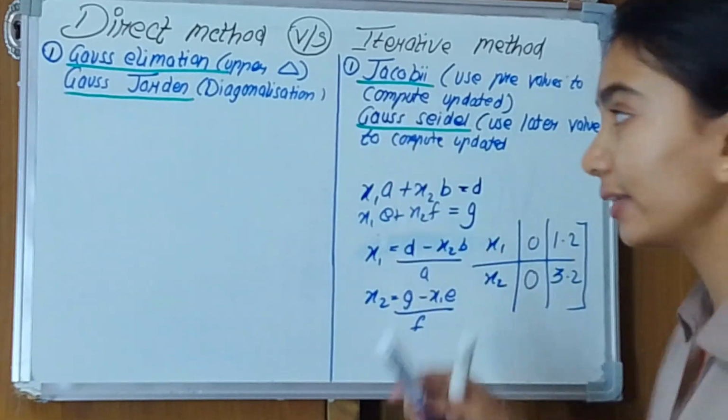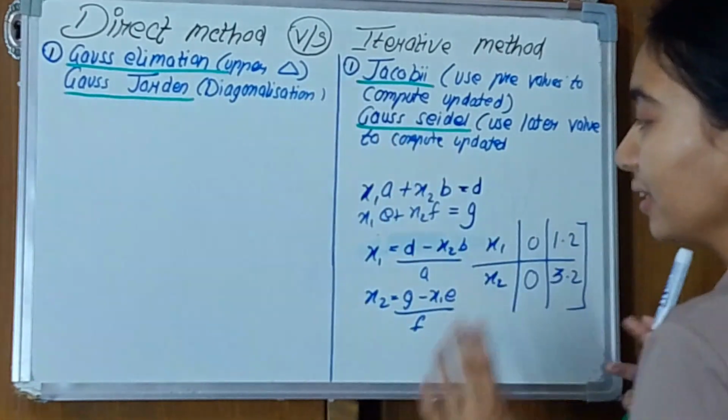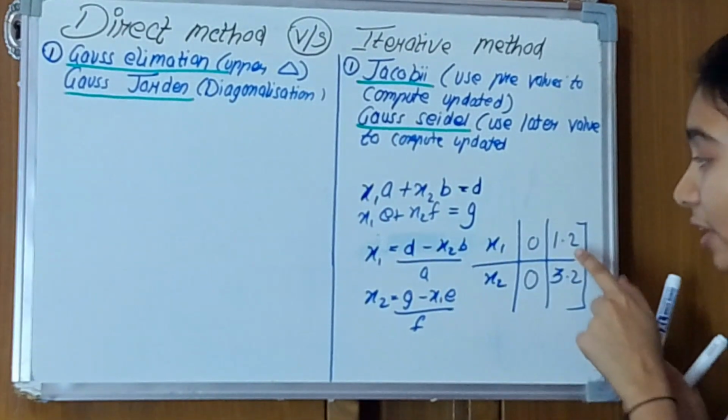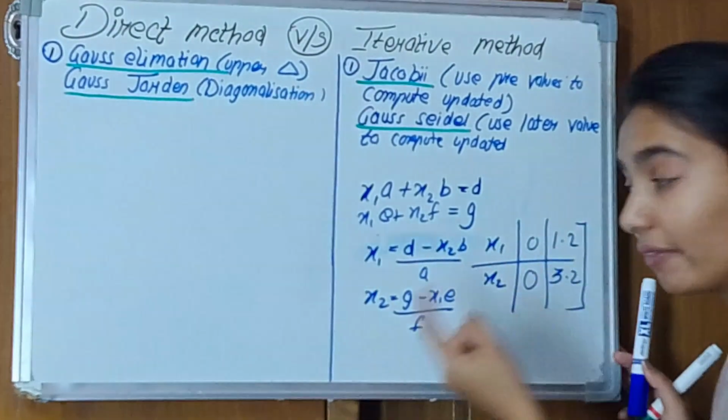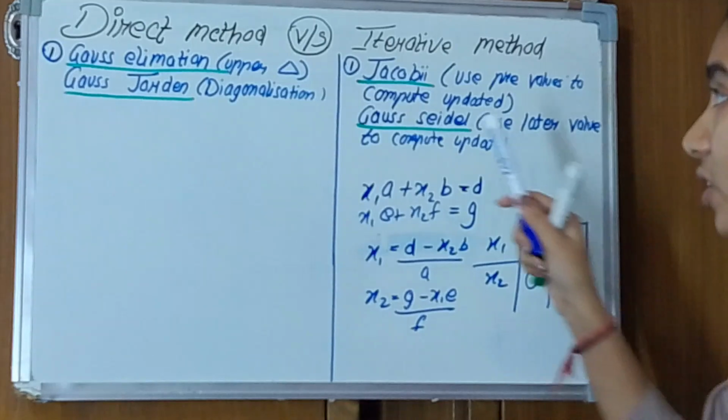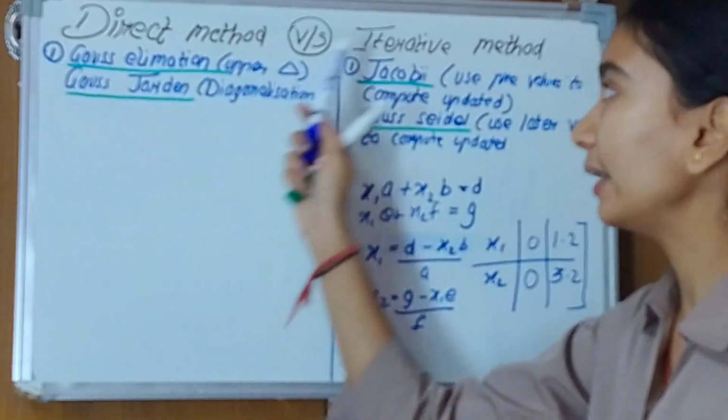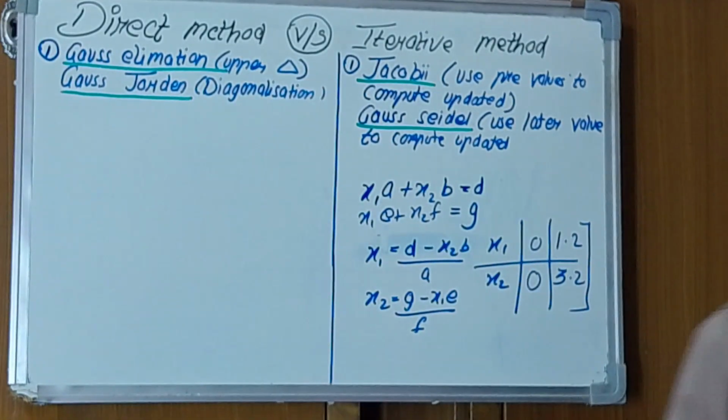This is the Jacobi method, and in the Gauss-Seidel method we do the same, but we keep the updated value here. We keep the updated value in these equations. Okay, so this is direct method and these are iterative methods.